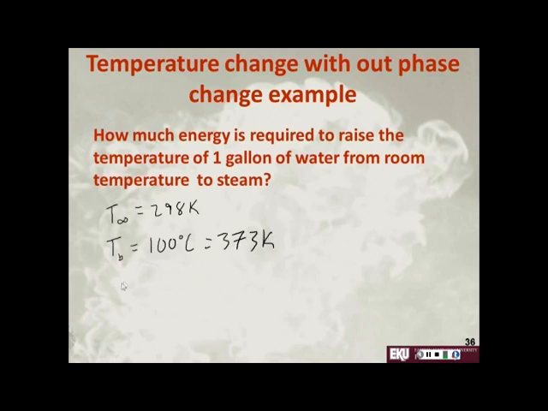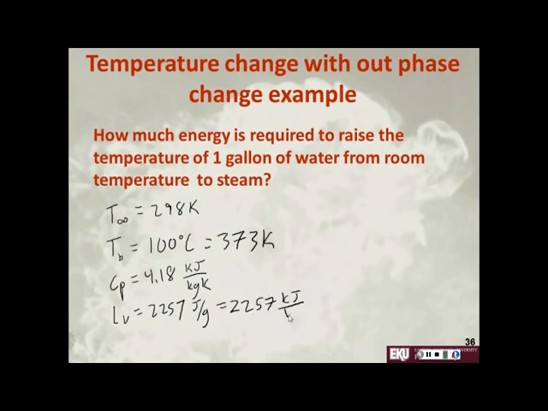All right, so we said our specific heat for water is equal to 4.18 kilojoules per kilogram Kelvin. We said our latent heat of vaporization is equal to 2257 joules per gram, and since if you say 1,000 joules and 1,000 grams, they'll cancel out, so this is equal to 2257 kilojoules per kilogram. Don't have to worry about that.